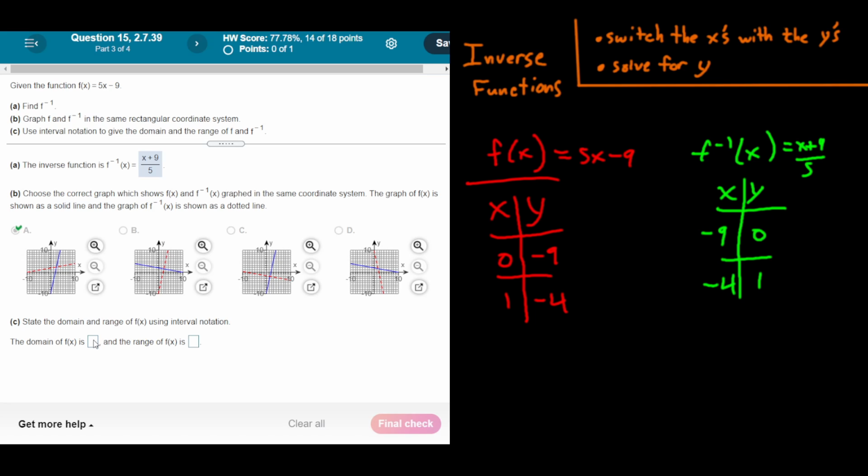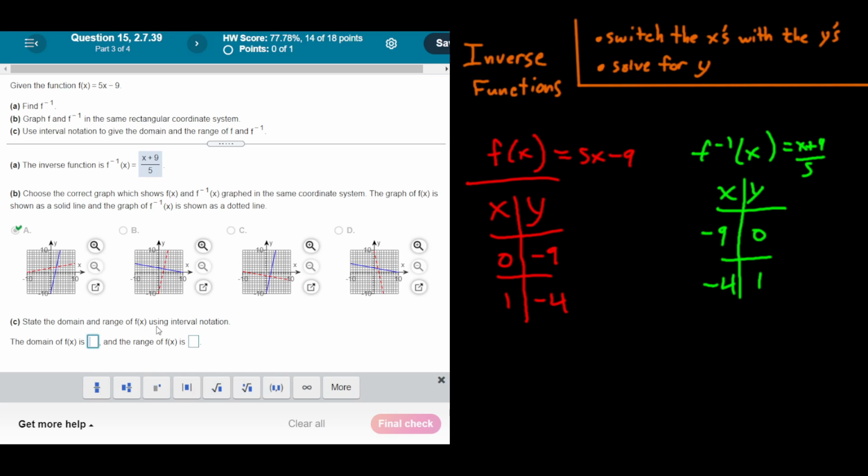State the domain and range in interval notation. Yeah, I was just saying it, right? So look at your original function, 5x minus 9. There are no square roots. There are no fractions or anything like that. So this is all real numbers. So the domain in interval notation will be negative infinity to infinity. Remember, domain describes your x. Let's put an infinity right there.